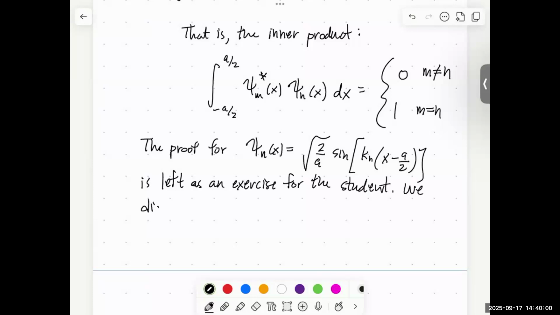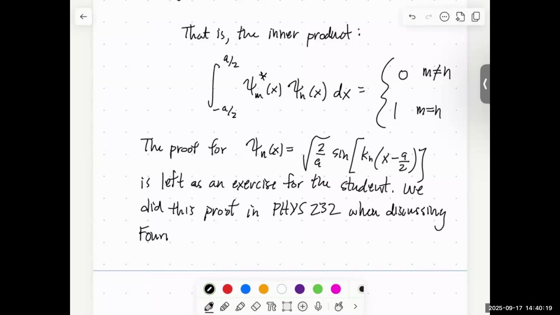We did this proof in Phys 232. In fact, part of that proof was probably one of your assignments when discussing Fourier series. All right.